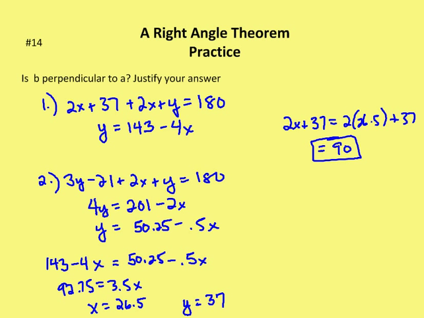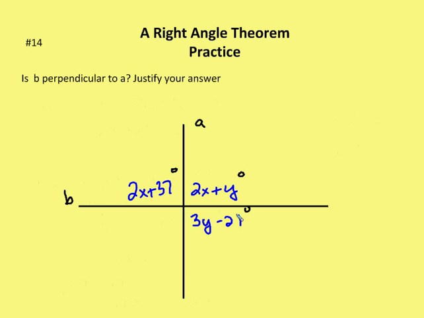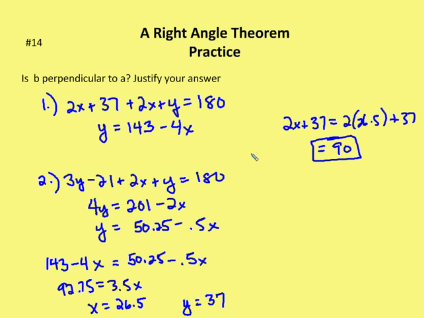Well, I also know that 3y minus 21 plus 2x plus y is equal to 180 degrees. Again, these are supplementary. A is a straight line I can assume from the diagram. So 2x plus y plus 3y minus 21 is equal to 180. And again, I solve for y in this case. So I get 4y is equal to 201 minus 2x. I solve for y dividing by 4 on each side, and I get y is equal to 50.25 minus 0.5x.